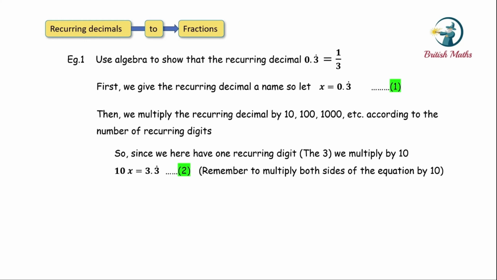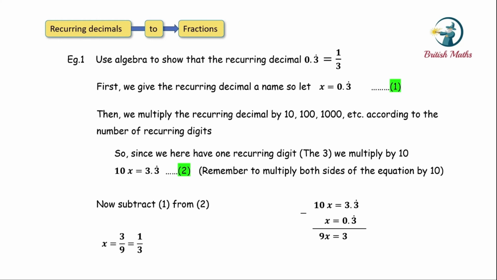For those two equations, equation 1 and equation 2, we are going to subtract 1 from 2. How is that done? Like this. Equation 2 minus equation 1. So 10x minus x will give us 9x. And 3.3 recurring minus this recurring part will leave us with the 3. So what do I do then? I take the 9 to the other side by division, as you know. So x becomes 3 over 9. When simplified, it gives us the 1 over 3. The very thing we were looking for.